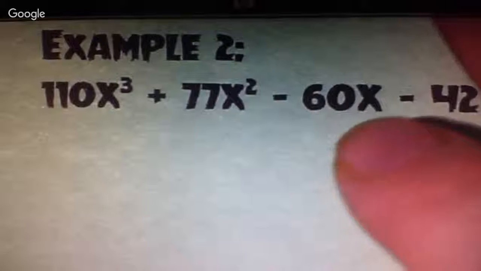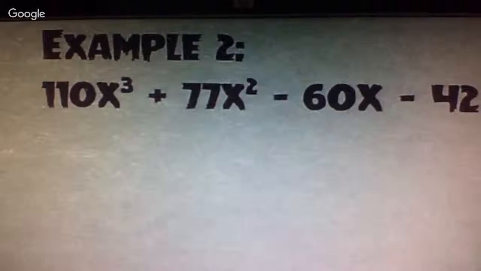Okay, let's move over to example 2. We're only worried about factoring right now. We're not worried about solving. But that's the difference between the two. If they ask you to solve by factoring, not only do you have to factor, you have to set them equal to 0 and solve.